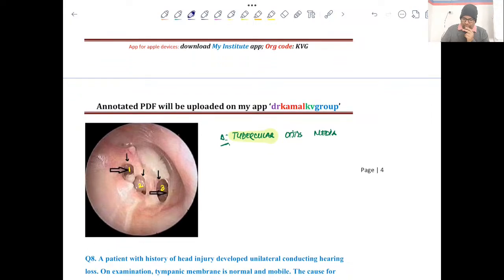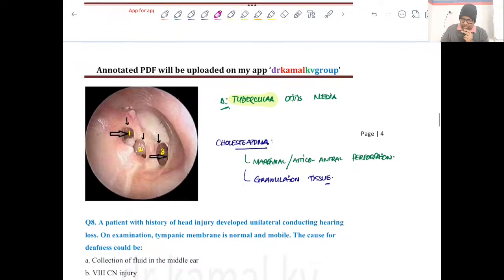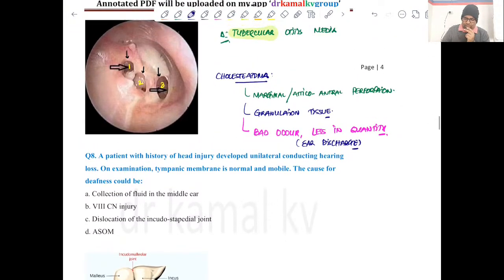In cholesteatoma, just to clear the doubt of Chaitanya, cholesteatoma is associated with marginal or attico-antral perforation. Clear? So this location is very important, and there is granulation tissue formation, and this can involve the bone as well. And the ear discharge is of very bad odor, although less in quantity. Right? So this is about the ear discharge. So you must know about cholesteatoma, which can involve the nearby bones. Now, next question, very good.